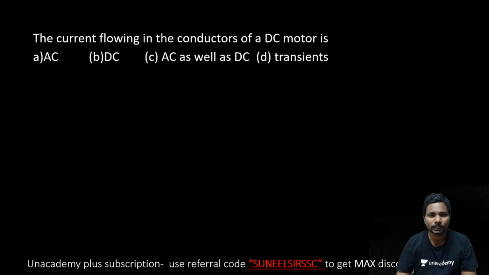The current flowing in the conductors of a DC machine is dash.